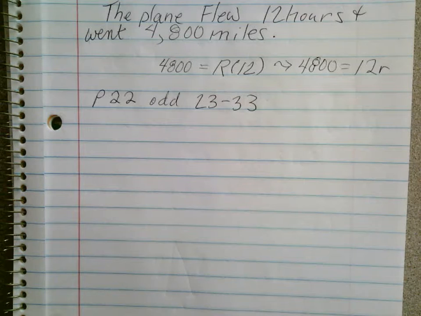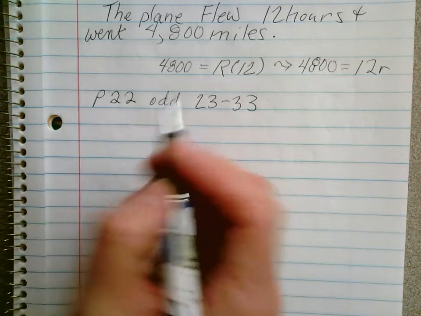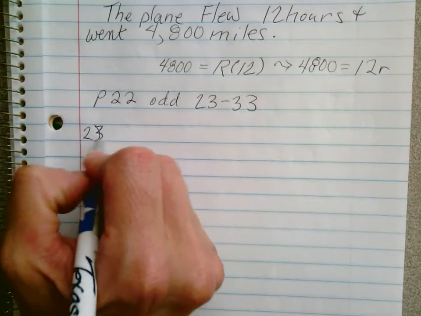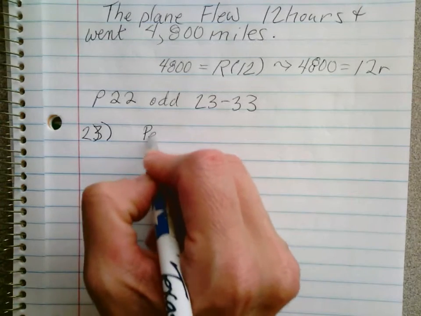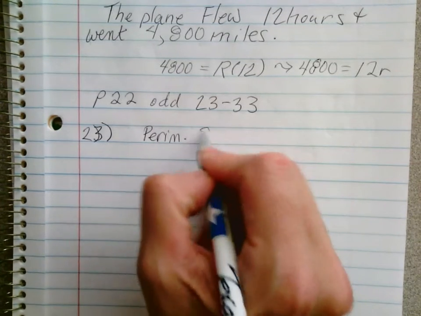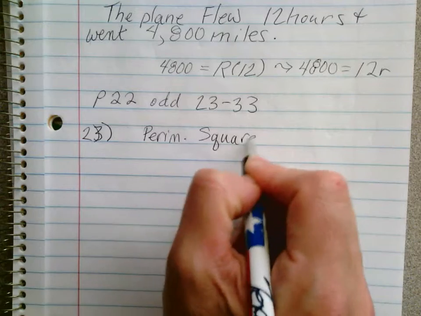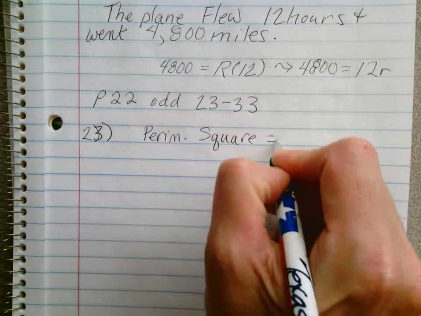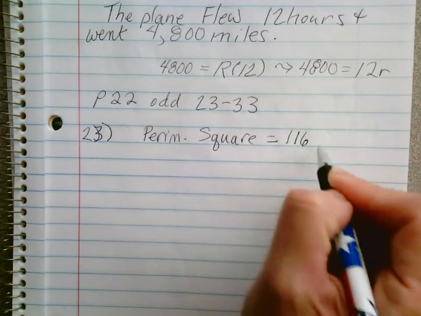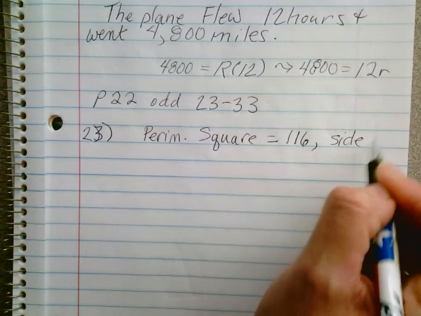Okay, starting with 23. The perimeter of a square is 1/16. So this is number 23. Perimeter of a square is 1/16. They want to know the length of a side.